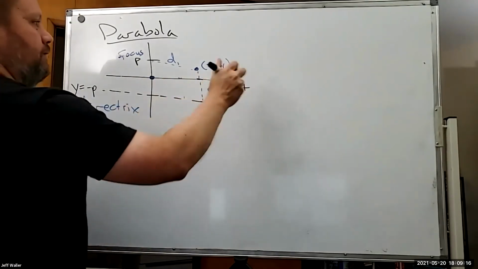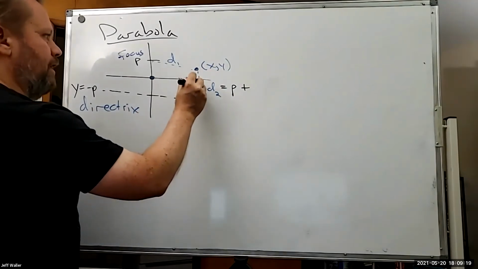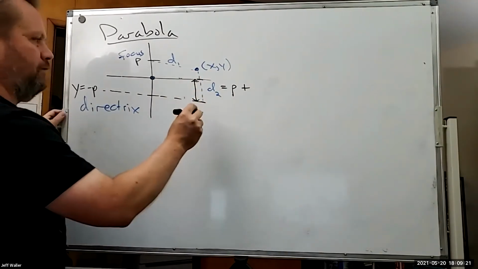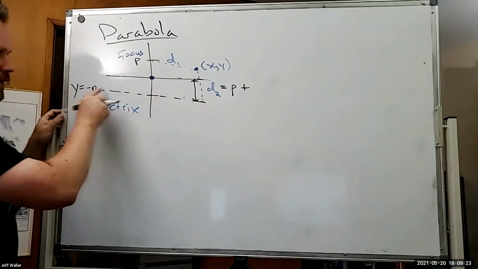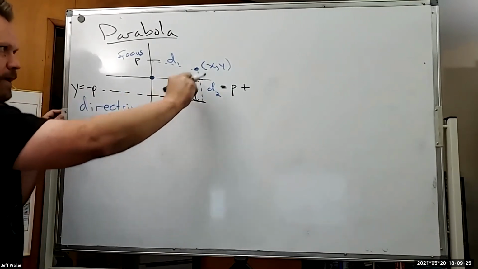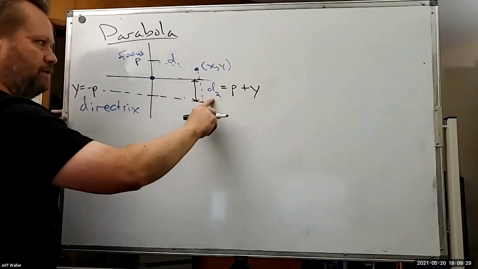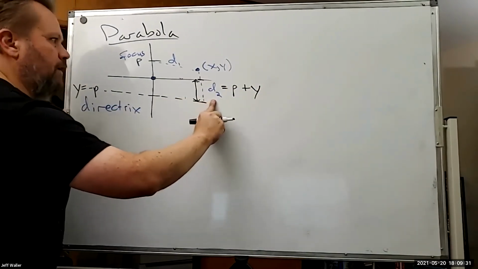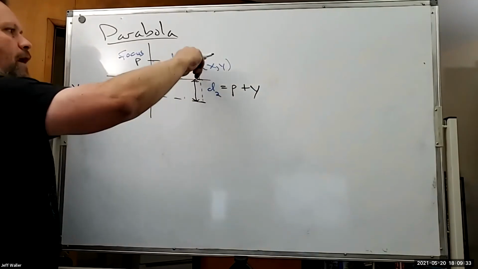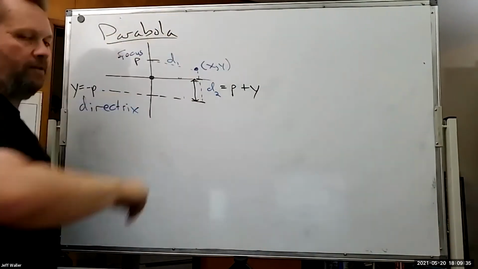All right. So everybody, please, this is not impossible to understand. That's P away because that's negative P. So of course it's P away. And that of course is Y away. That's how high up it is. So D2 will always be P plus Y for any point that's on this.